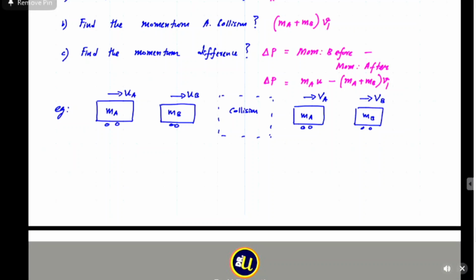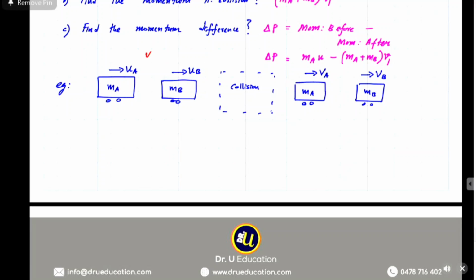So now, if you logically look at this situation, uA should be greater than uB, right? Why? Because otherwise it wouldn't collide, right? And we will make an argument here, vA is less than vB.